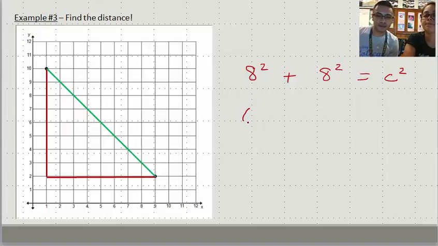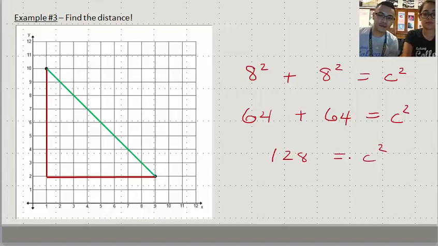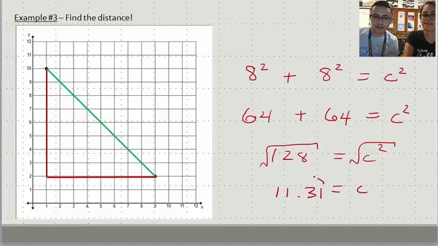Now 8 squared is 64 plus another 8 squared should give us another 64, and that would equal our C squared. Now if we add the sum of these two numbers, it's 128, and if we want C by itself, we would find the square root of 128, which would give us 11.31. So then here's our answer. So don't be afraid to leave your final answer in decimal points.